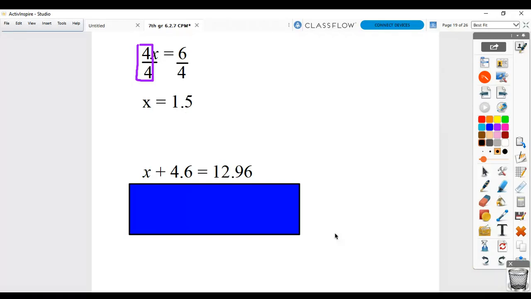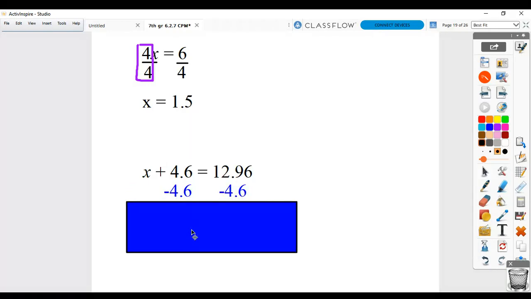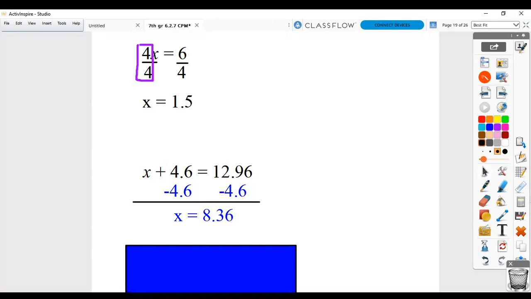Again, in all these cases, it did not say you had to check. For this one, you would subtract 4 6/10 from both sides. And again, you get this zeroing out, so x equals 8 36/100.